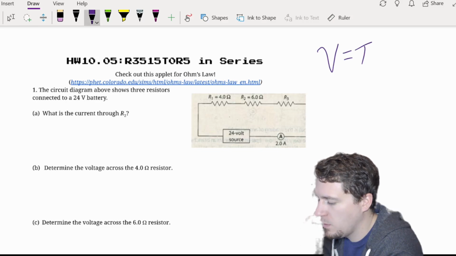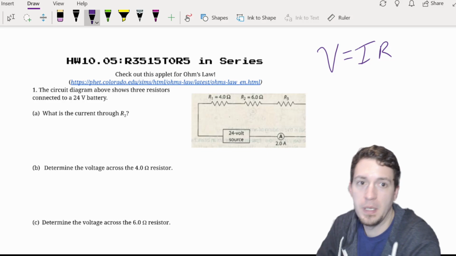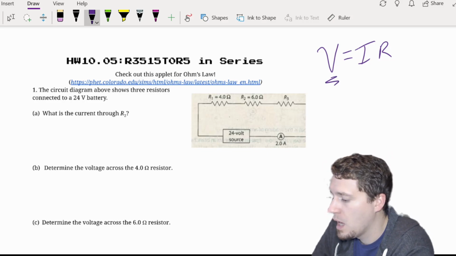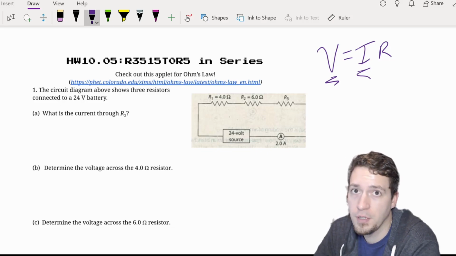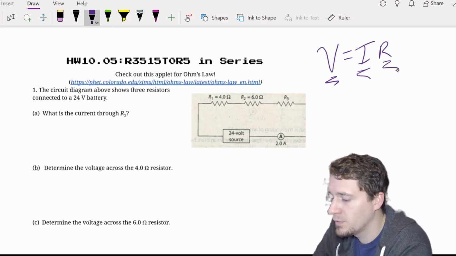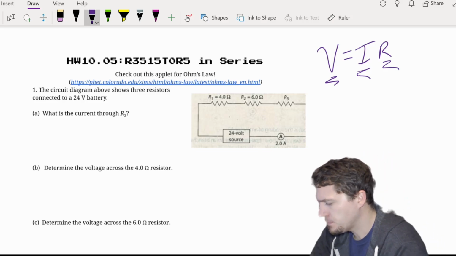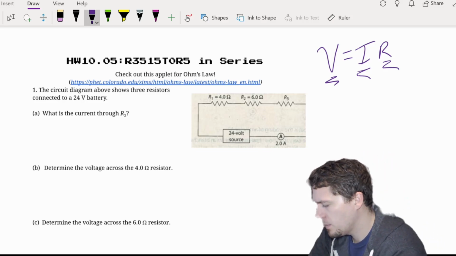Little v equals IR, right? This being Ohm's law. A reminder that V stands for voltage measured in volts, I stands for current measured in amps, and R stands for resistance measured in ohms. And now what we're going to do is basically look at the circuit, and we want to figure out some things.